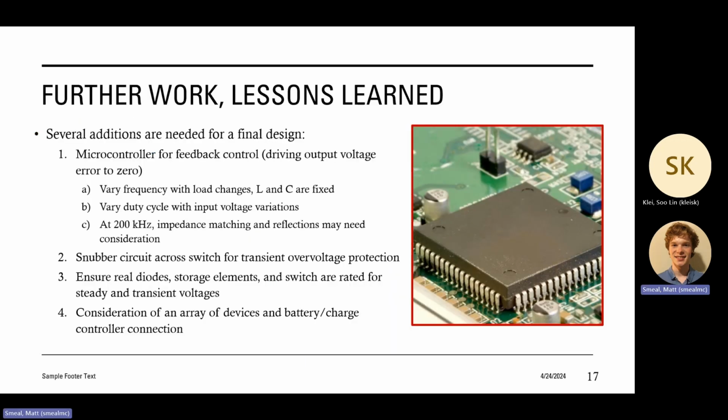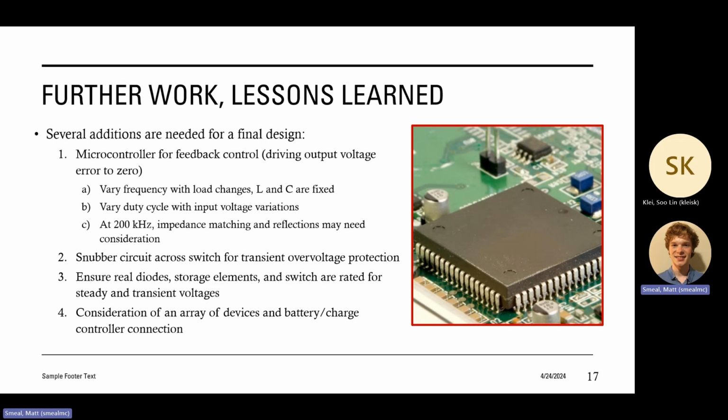So for further work, there's a lot to be done here. There are several additions that are needed for an actual final design for this application. For one, we need a microcontroller for feedback control. So you want to drive that output voltage error to 0, so you want to keep it at 12 ideally. And it could do that by varying the frequency if there's a load change, because you remember L and C are fixed. We have fixed values for those devices. Or it could vary for the case of input voltage variations.